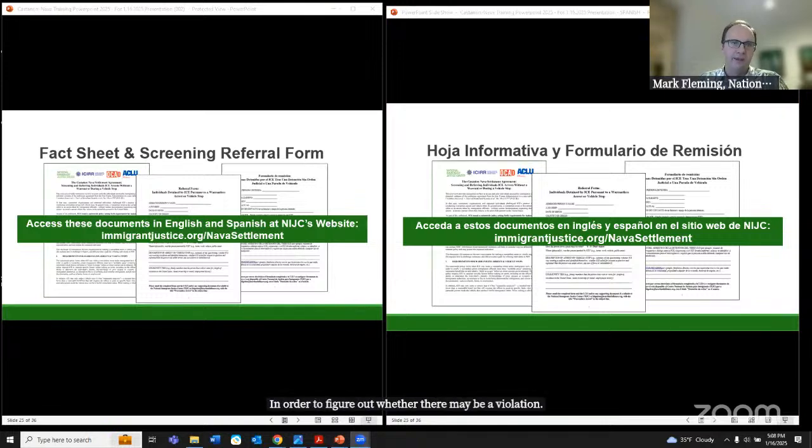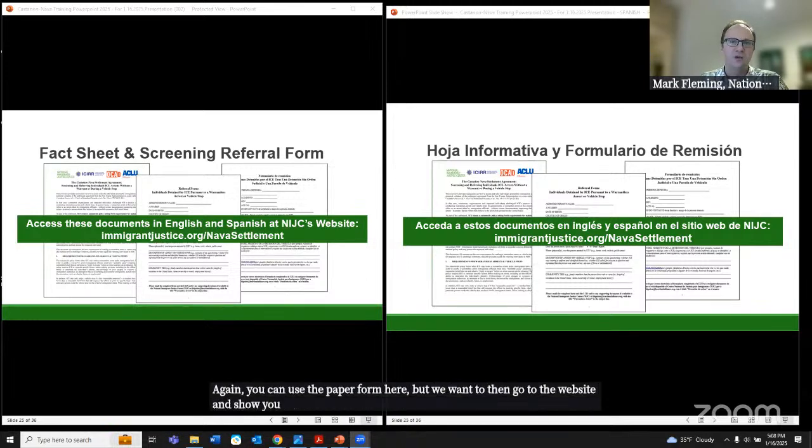Again, you can use the paper form here, but we want to then go to the website and show you that there is a way to do it online as well.